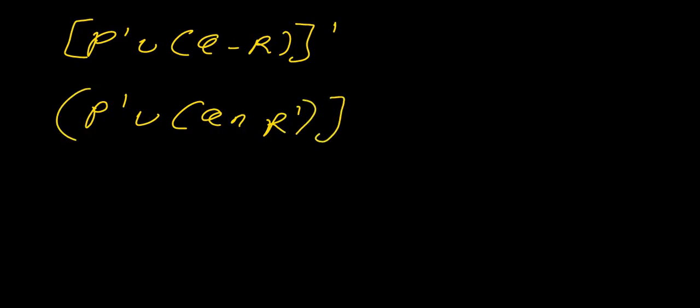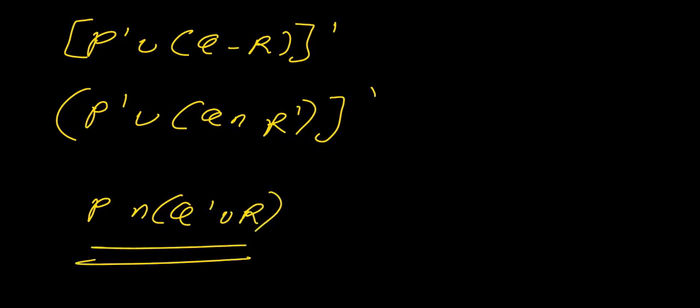You're okay with the minus changing, right? Then we can introduce the complement throughout. This is going to be P, complement of a complement, so this cancels. Then the operation changes from union to intersection. Then we have Q complement union R. So this is what we have.